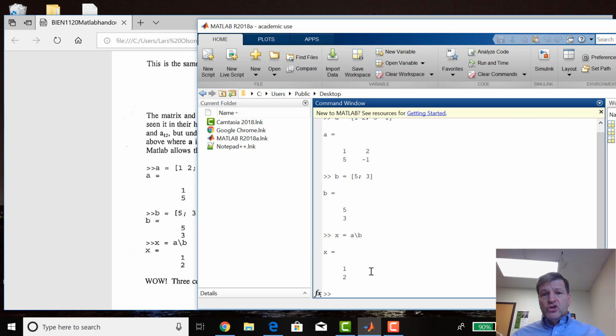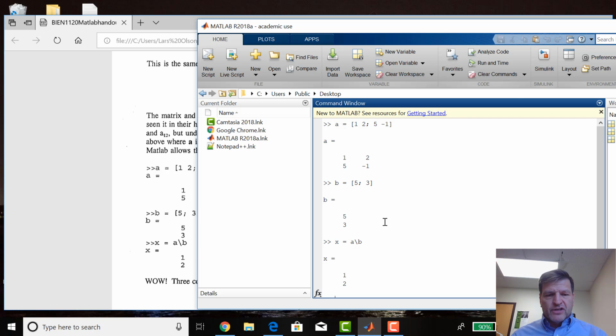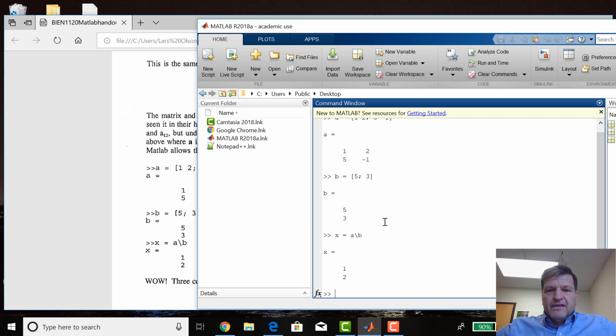So we learned a new thing. We learned how to solve linear equations with the backslash. We learned how to set up linear equations by making A and B certain ways and solve for x. So that's pretty cool. That's the end of this lesson, and next time we're going to get into some other stuff for MATLAB.